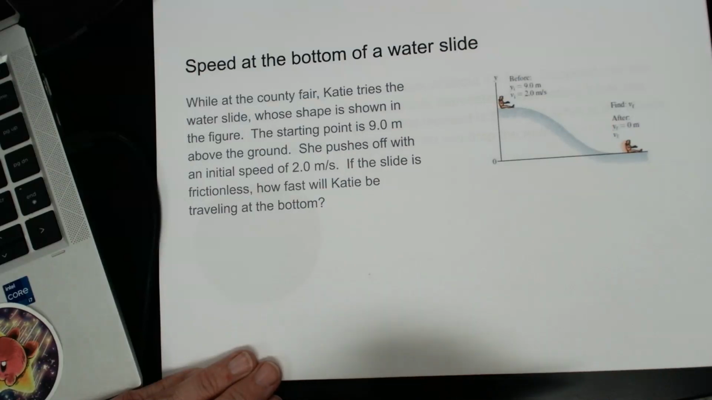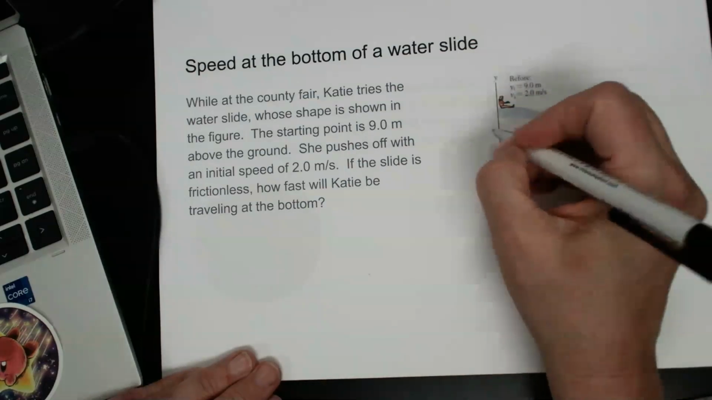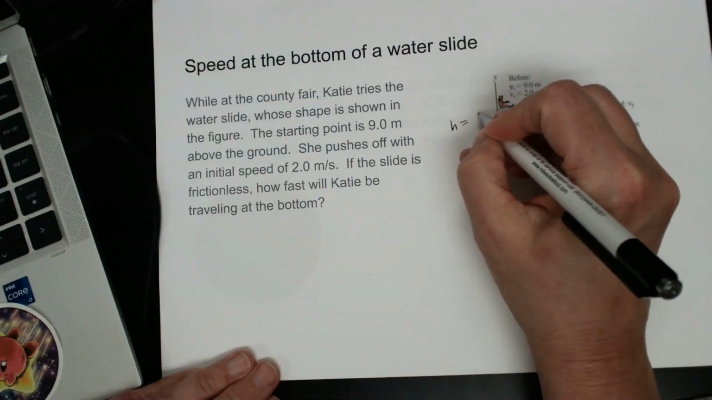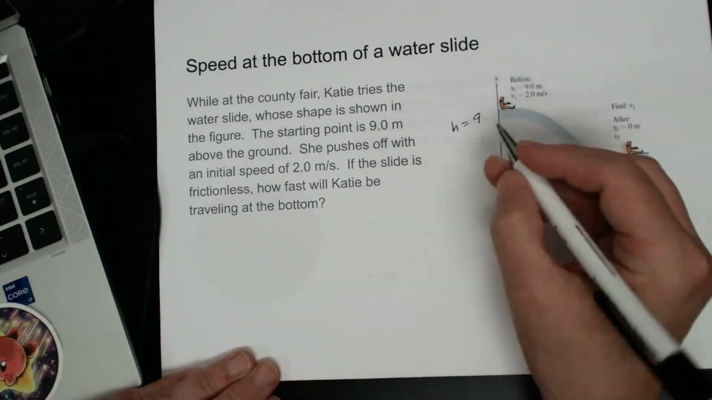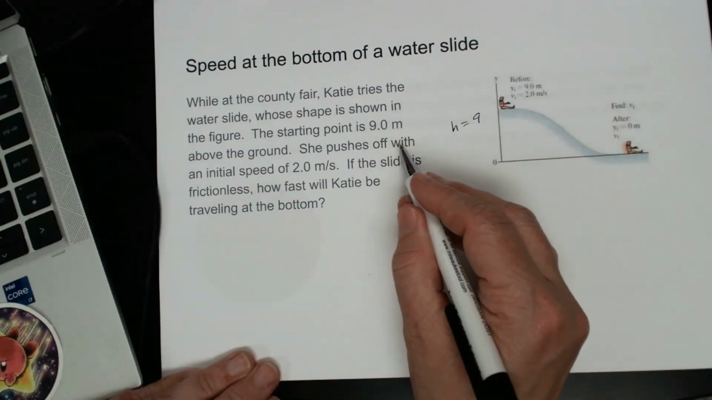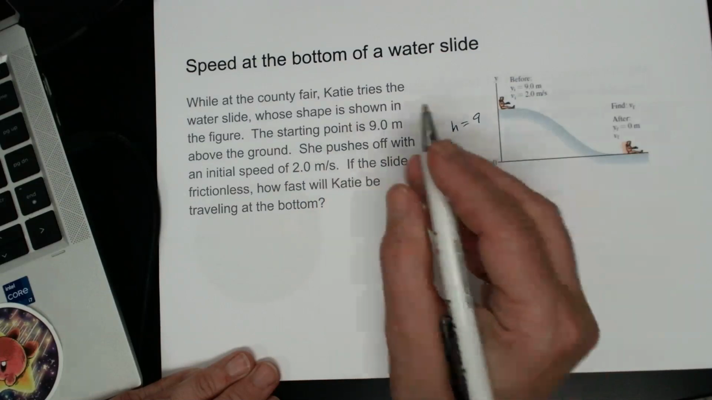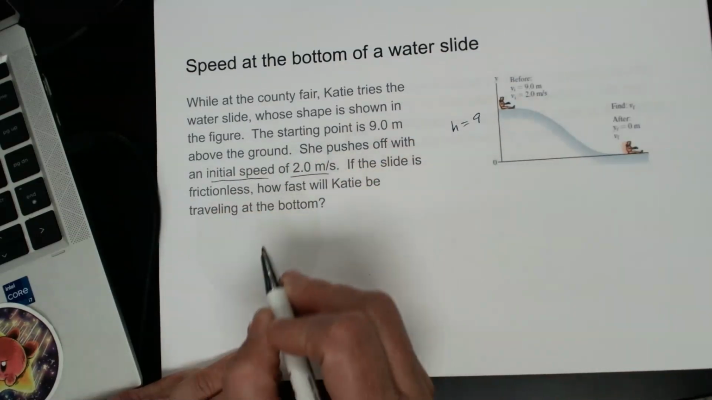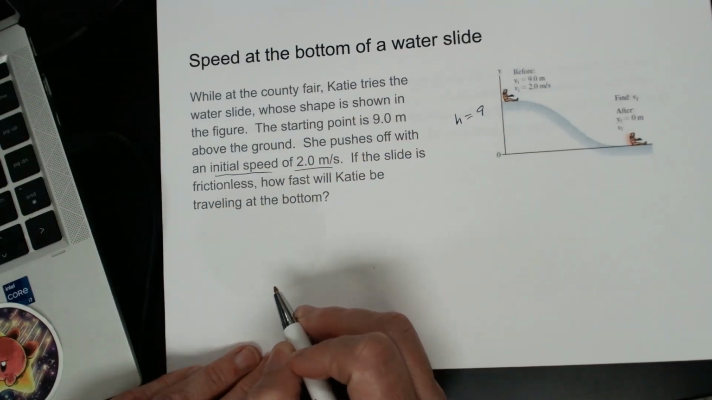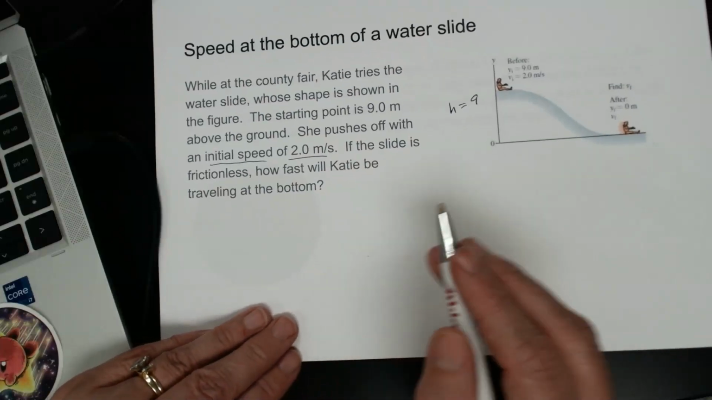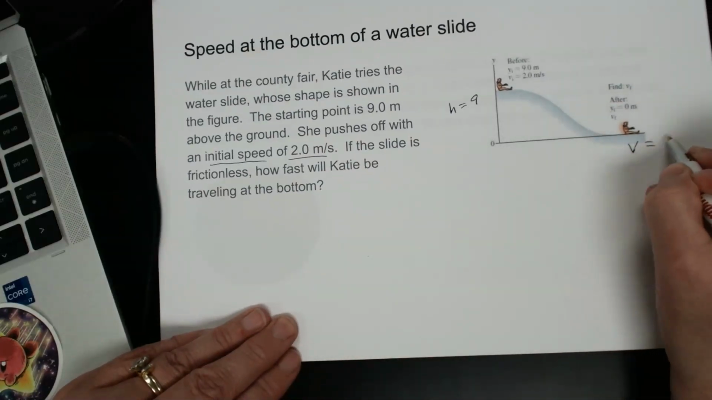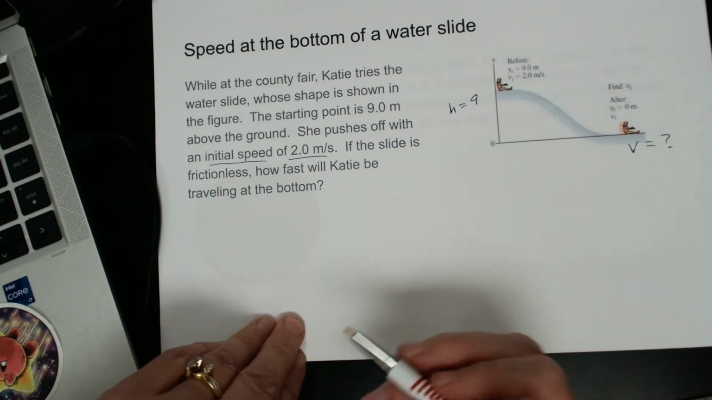The starting point is 9 meters above the ground, so that tells me I'm going to have a height of 9 meters at the beginning. She pushes off with an initial speed of 2 meters per second. The slide is frictionless, and we want to know how fast she is going to be traveling at the bottom. So we want to know her velocity at the bottom.